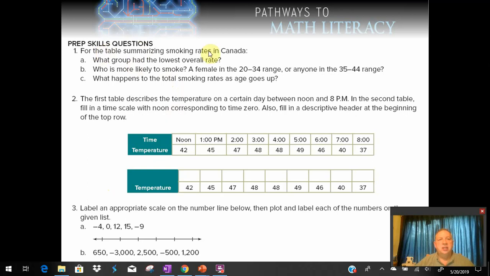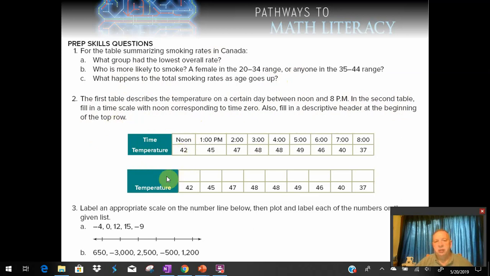So here, for the table summarizing smoking rates in Canada, what group had the lowest overall rate, and who was more likely to smoke? We would go through and look at those. The first table describes temperature on a certain day, so we're going to look at a little different one now, between noon and 8 p.m. In the second table, fill in the time scale with noon corresponding to time 0. Also fill in the descriptive header at the beginning of the top row.